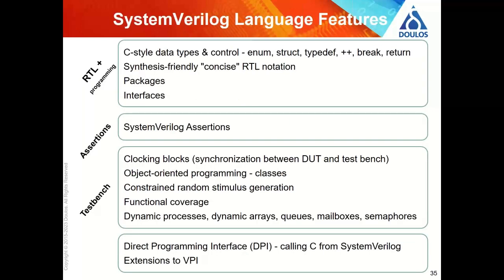Here's the same information, but dividing it differently. The RTL includes lots of features that come from C, things like C data types such as enums, structs, and typedefs. If you know C, you'll recognize all of those, because they're exactly the same. There are some improvements to write synthesizable code. We're not really interested in those in this conference, but things like better always blocks for flip-flops or combinational logic and so on. Packages, just like VHDL, and interfaces to manage things like buses.